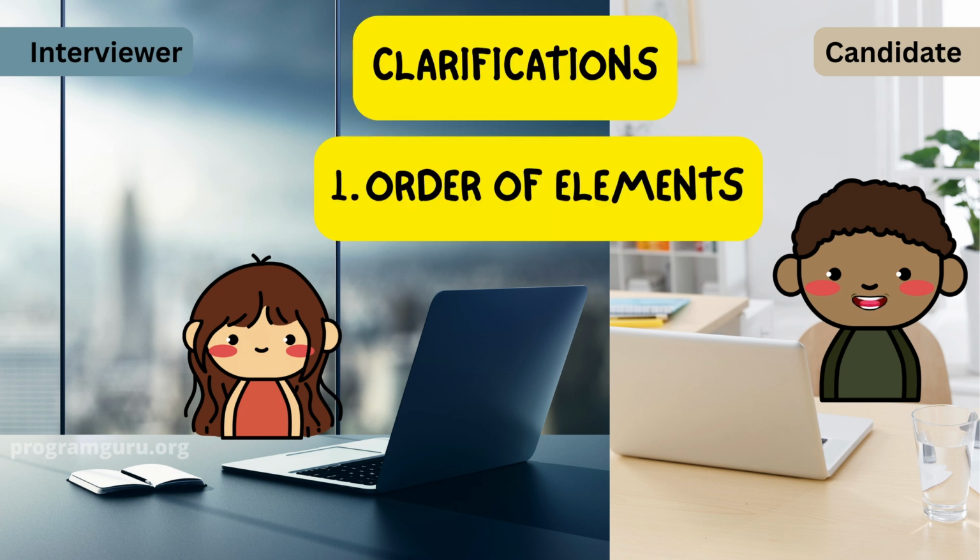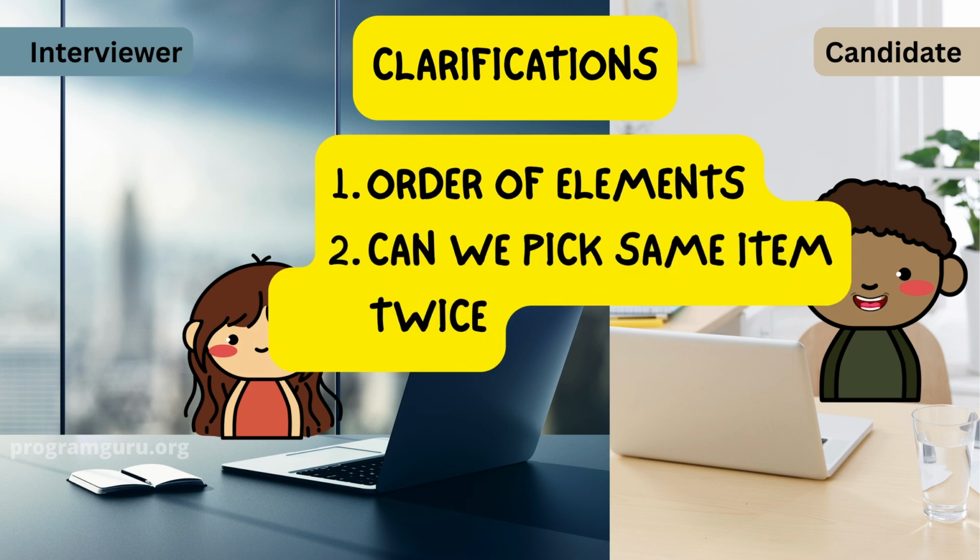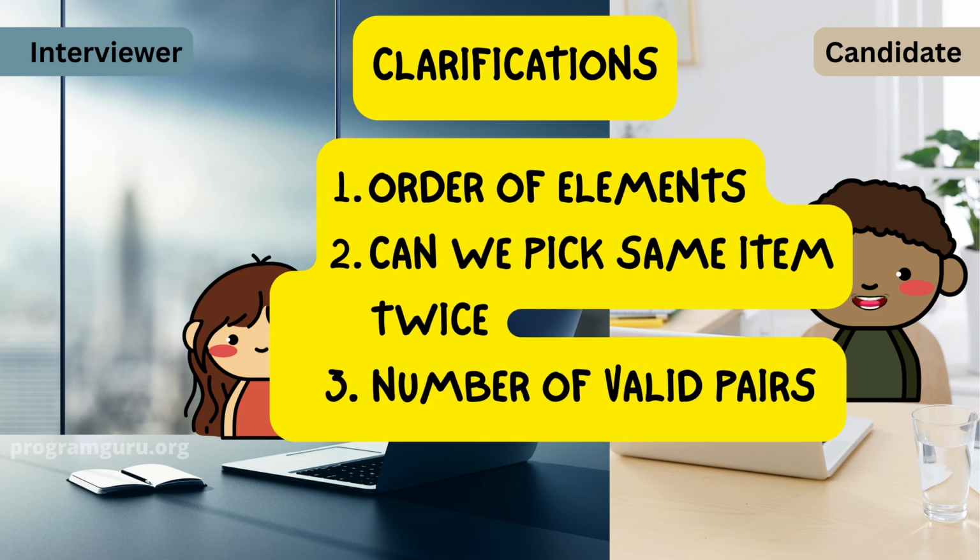First, are the prices sorted in any particular order? No, the prices can be in any random order. Got it, and can we use the same item twice if its price is exactly half the gift card amount? Nope, you can't pick the same item twice. The two items must be different. Alright, final check. Will there always be exactly one valid pair? Yes, a valid solution exists in each test case. Even if there are many, you may return the first valid pair you found.